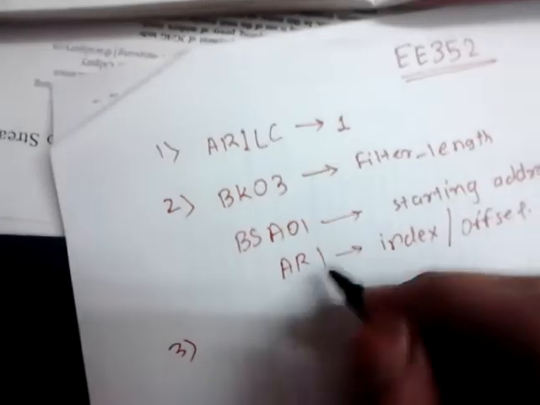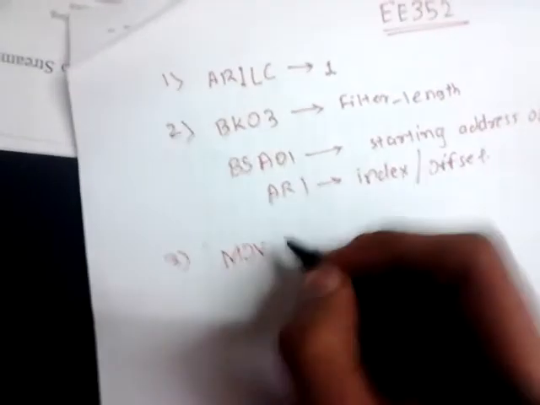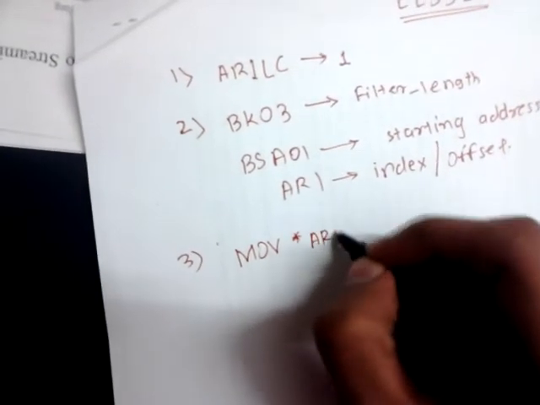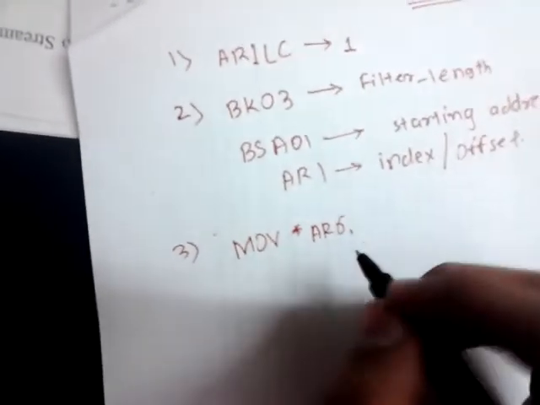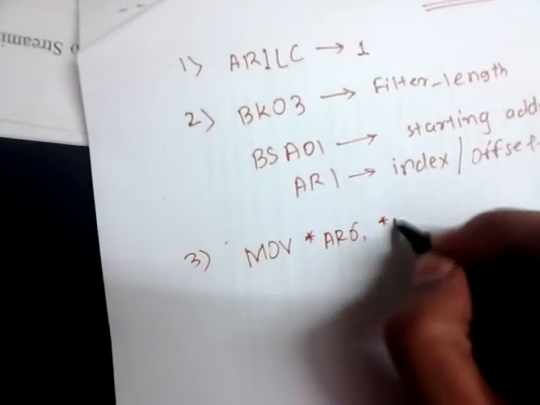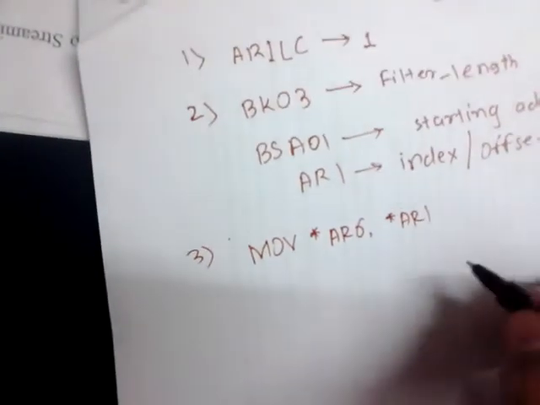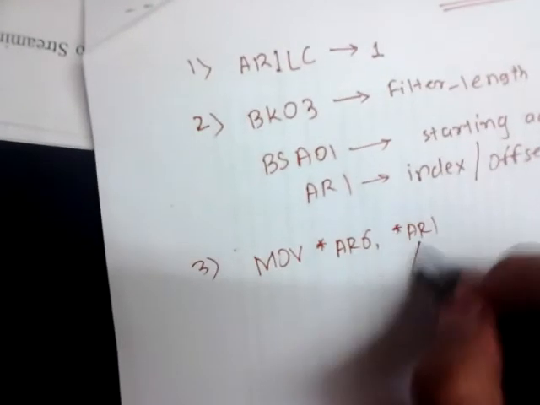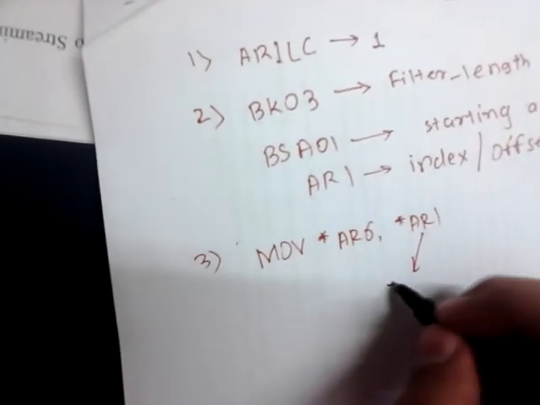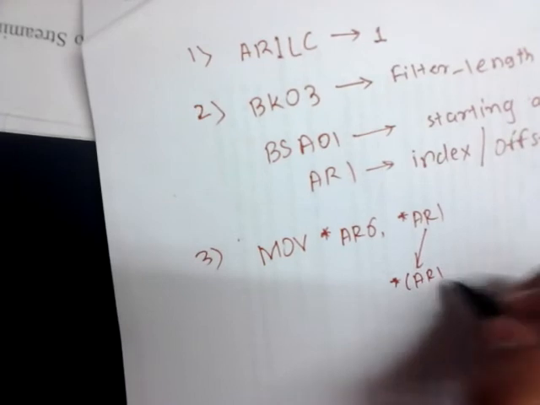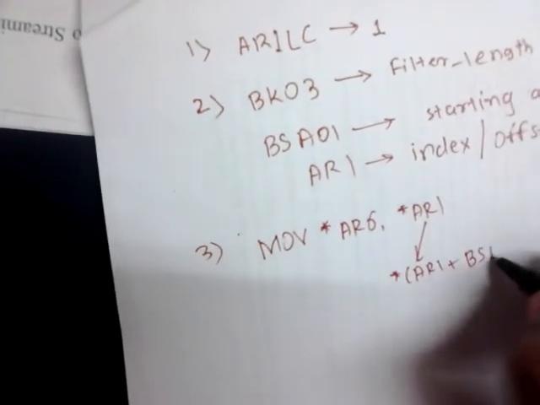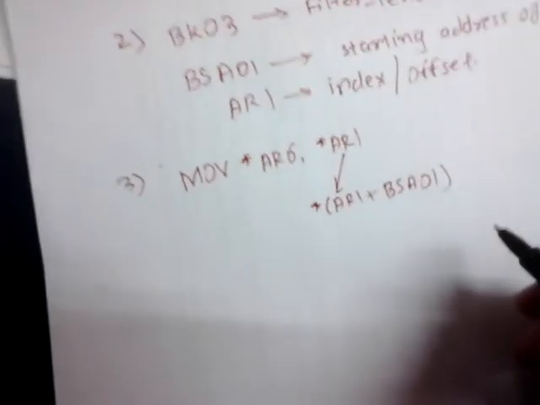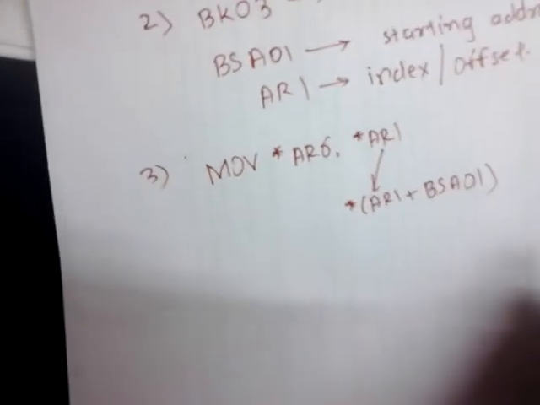If you write this instruction, move star AR6, which is pointer to our input data, star AR1, which we are using as an offset for circular buffer, processor will consider this as star AR1 plus BSA01. So use AR1 as index of circular buffer.